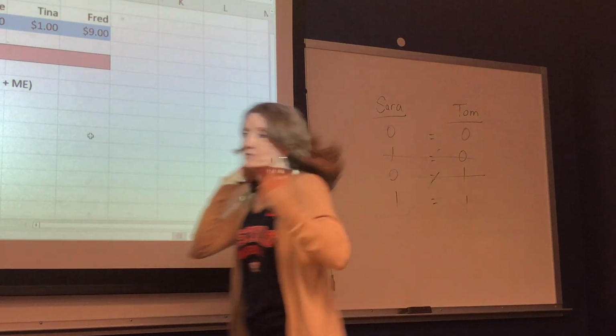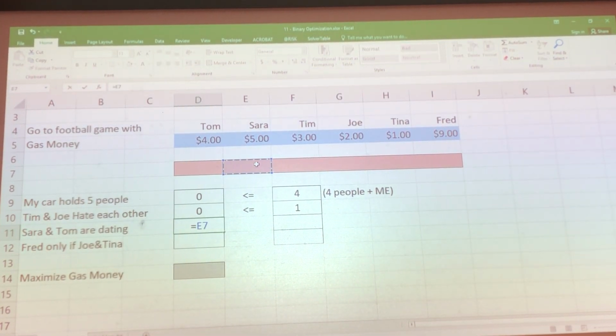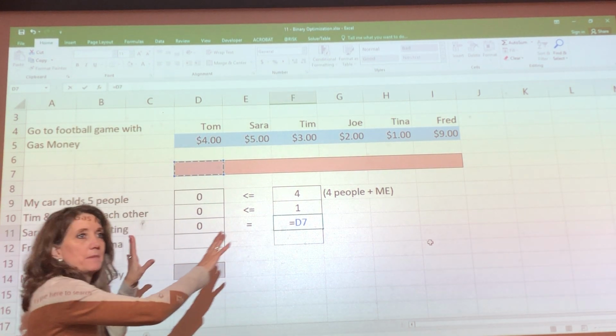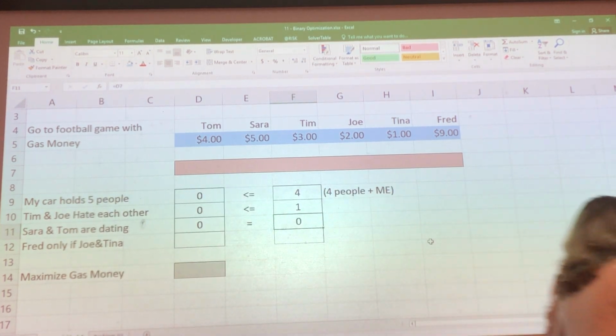So basically, all we have to do is make sure that, and in here I'll put a reference for Sarah, that is equal to a reference to the binary variable for Tom. On one side there's a D7, on the other side there's a D7, and I don't care which way they go. As long as those two are equal to each other, it forces them to either both not go, or both go. Then it gets more interesting.